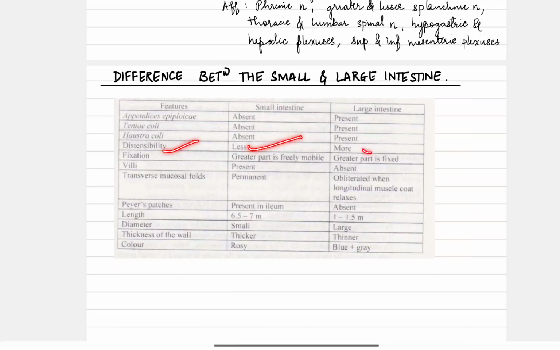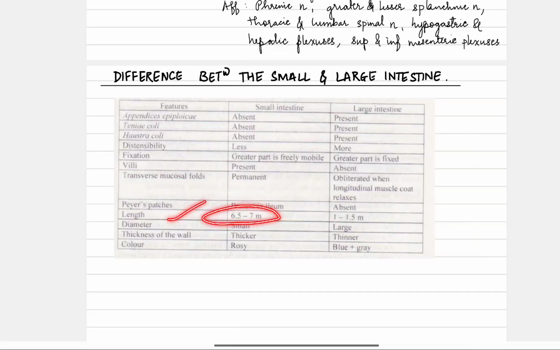Distensibility is less in the small intestine, more in the large intestine. Fixation: the greater part of the small intestine is freely mobile, while the greater part of the large intestine is fixed. Villi are present in the small intestine, absent in the large intestine. Transverse mucosal folds are permanent in the small intestine and obliterate when the longitudinal muscle coat relaxes. Peyer's patches are present in the ileum and absent in the large intestine.